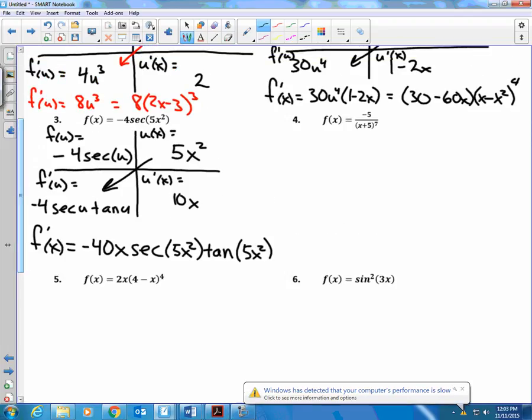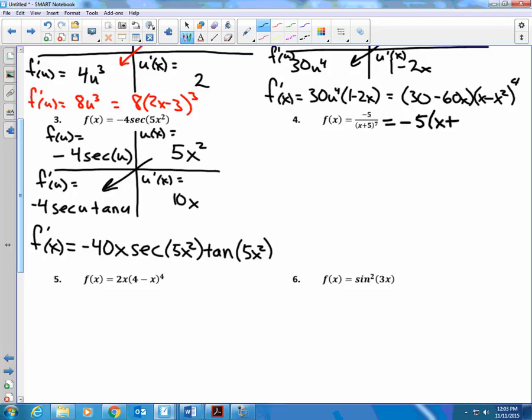You see number 4 and you think quotient rule, right? We can do this problem without the quotient rule. And it's going to be much nicer. Negative 5 times x plus 5 to what power? Negative 7.